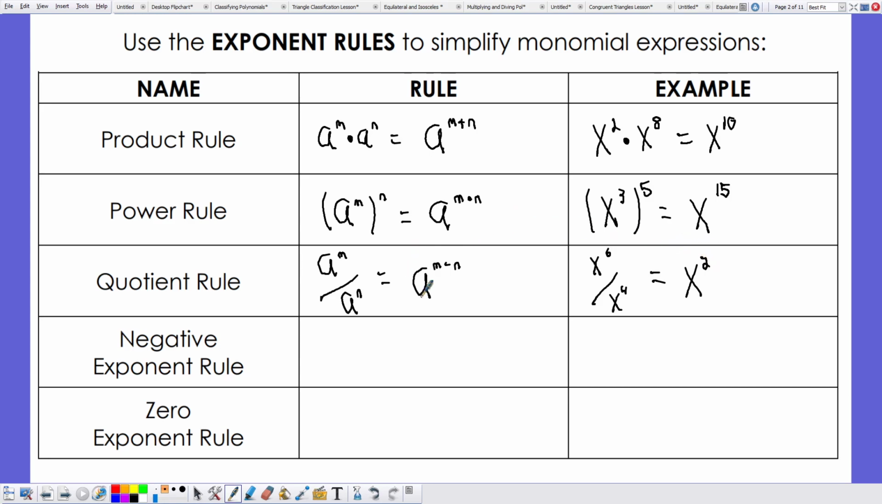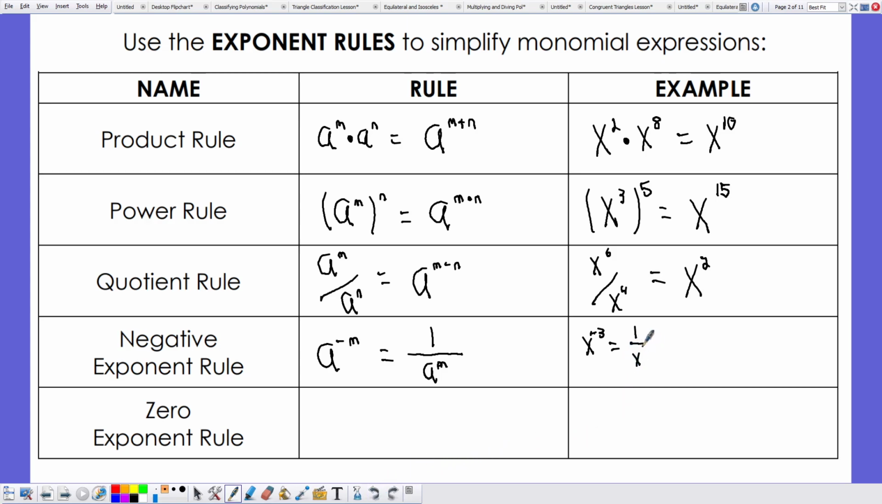Then we have the negative exponent rule. This states that if you have a to the negative mth power, what that can reduce to is 1 over a to the mth power. Now this one's a little tricky sometimes, but what it really amounts to is just placing your value on the opposite side of the fraction and making the exponent positive. So if we had x to the negative 3, that would become 1 over x to the 3rd.